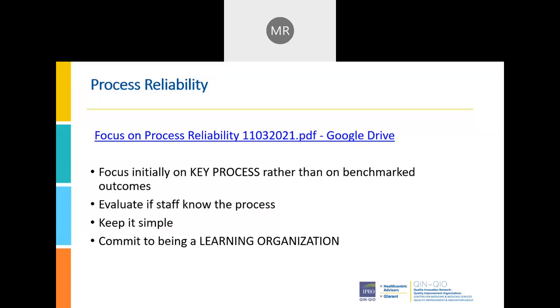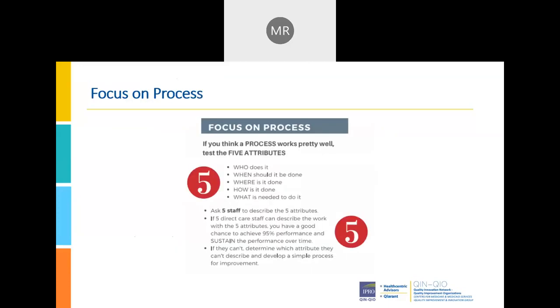It's process reliability. Focus initially on key process rather than benchmark outcomes. Evaluate if staff know the process. That's getting out there and asking. Keep it simple and commit to being a learning organization. So it's not the end of the world if your staff does not know what you thought they should know. It's an opportunity to make changes and train and educate and figure out how you're going to fix this. So focus on the process.